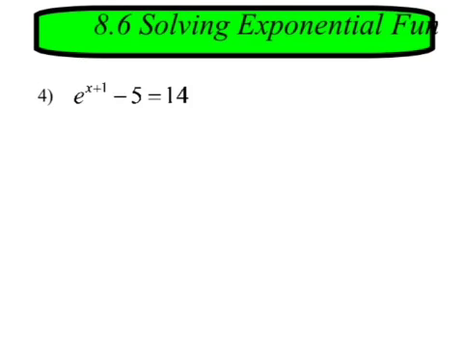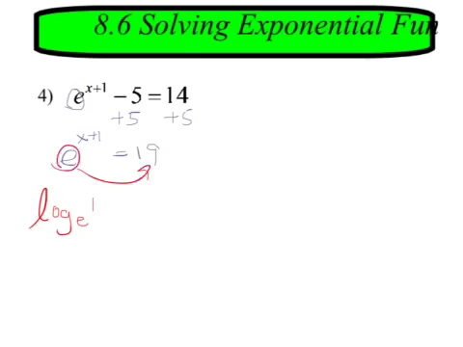So one last example here. Again, it's base e, and again we need to get that base alone. So here I'm going to go plus 5 again, and I get e to the x plus 1 equals 19. Put it into log form. So we have log base e of 19 equals x plus 1.